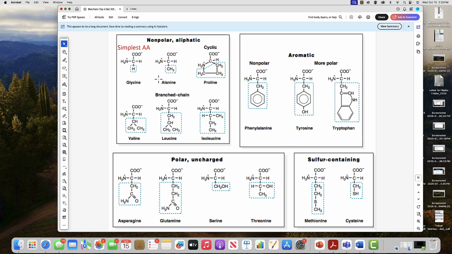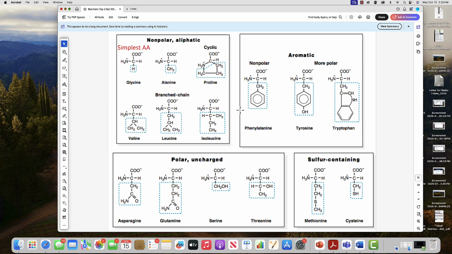Okay, and you'll look here. You have valine, leucine, isoleucine. They all have a carbon backbone that is branched off of the alpha carbon, and they just add onto each other. So understanding these structures is important. The non-polar aliphatic amino acids are glycine, alanine, and proline. The branched chain amino acids are valine, leucine, and isoleucine.